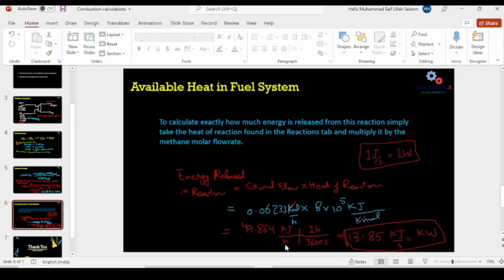and that we simply convert joule per second into watt. So after performing this calculation, we can say that this particular system with methane has the heating value of 13.85 kilojoule per second or kilowatt. So this is the energy content of this fuel stream.